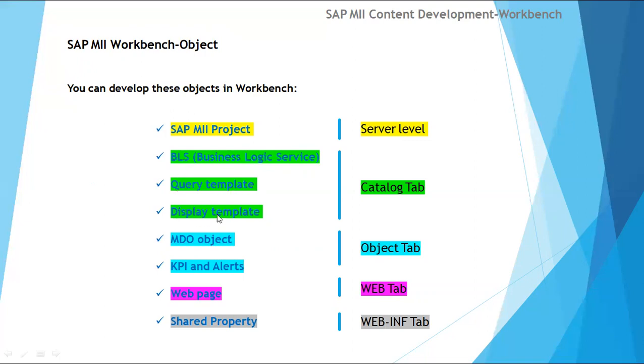Inside the project, you can create your business logic services, transactions, query templates and display templates, and these can be created only in the catalog tab in SAP MII. MDO objects, KPI and alerts you can also create in MII, but they can only be created in the object tab.